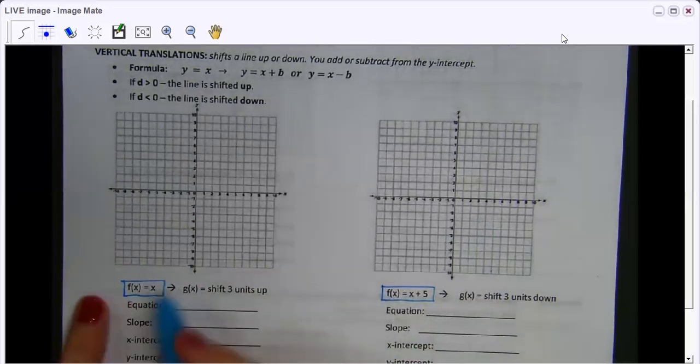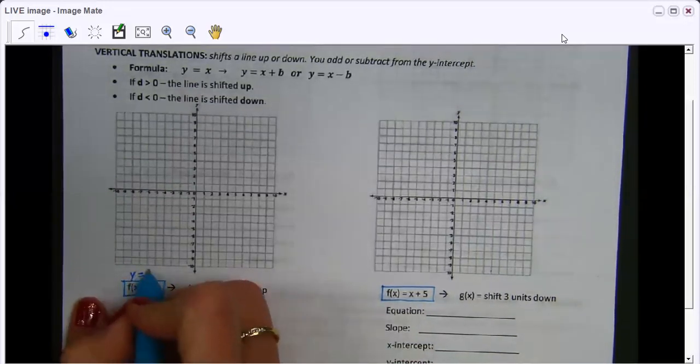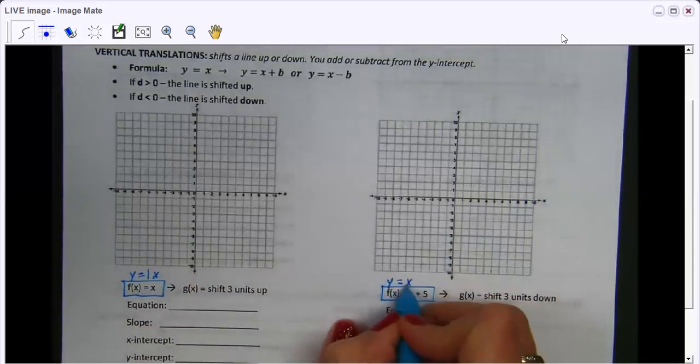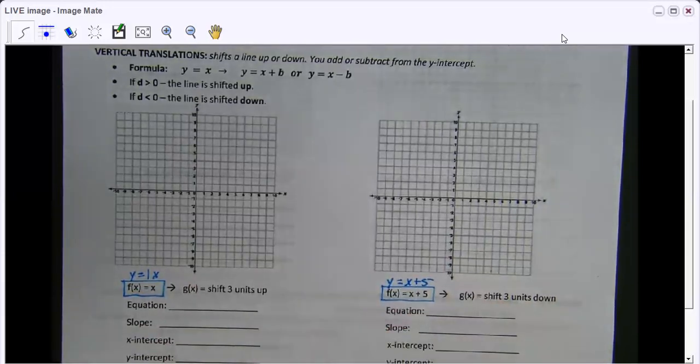So this one is the same as y equals 1x. And this one is the same as y equals x plus 5. So if you can graph both of those, and then we'll come back and do the translation. So I'm going to pause the video.